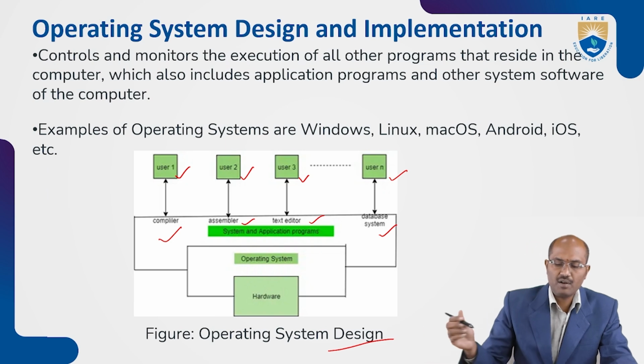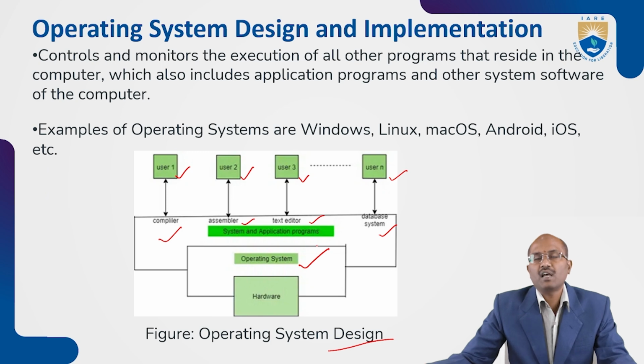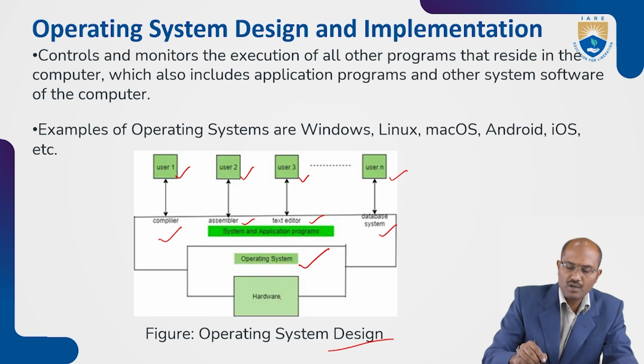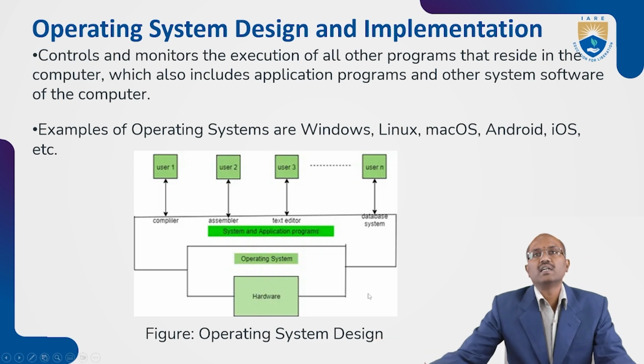The inner layer of this layer consists of the operating system. The operating system is composed of the hardware core. The hardware is the core part of the operating system. Okay, this is how the layers are connected in the operating system. So this mainly controls the monitoring and execution of all other programs, as represented in this diagram.